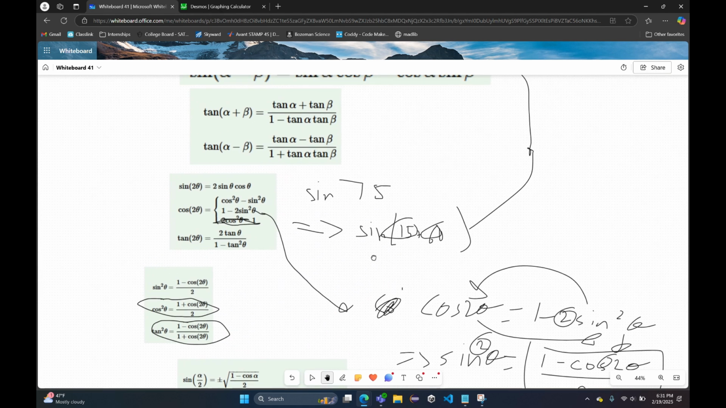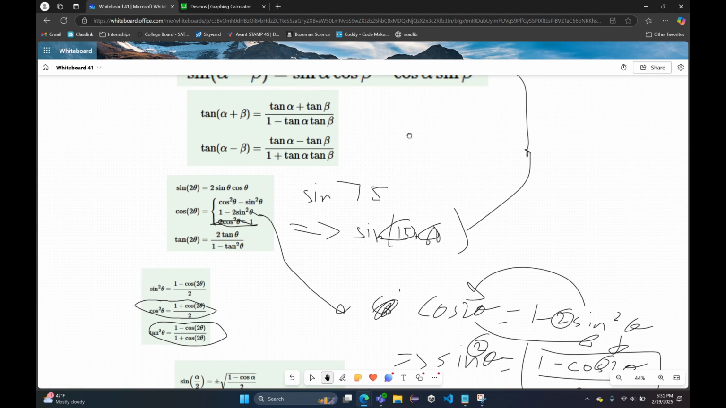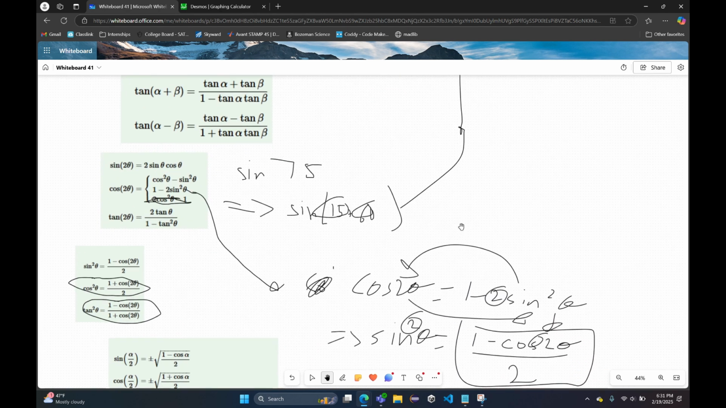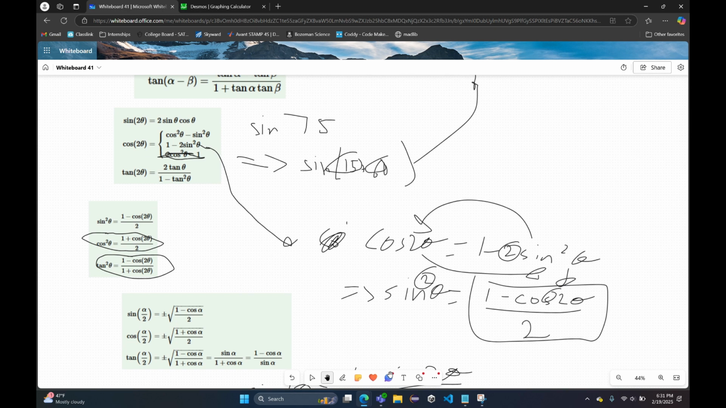So these are all of the identities you have to keep in mind. You got to memorize all of these. And using these, you're going to be able to solve the trigonometric identities and the trigonometric equations.